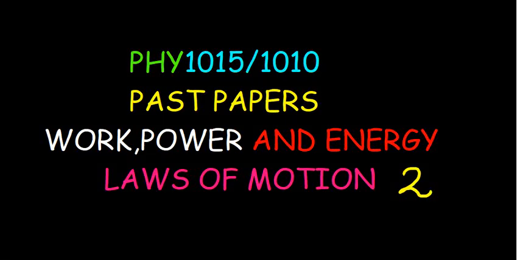We are going to go over some more practice questions on work, power and energy, and also laws of motion. A roller coaster shown below starts at the top of its track at point A with a speed of 12 meters per second. If it reaches point B traveling at 16 meters per second, what is the vertical distance h between A and B? Assume friction is negligible and ignore the kinetic energy of the wheels.